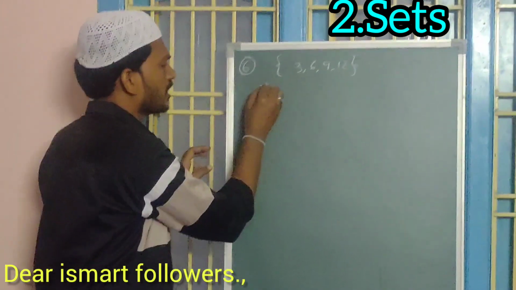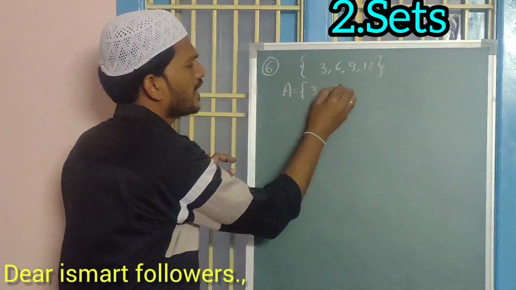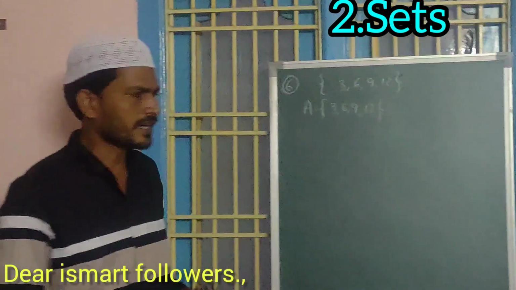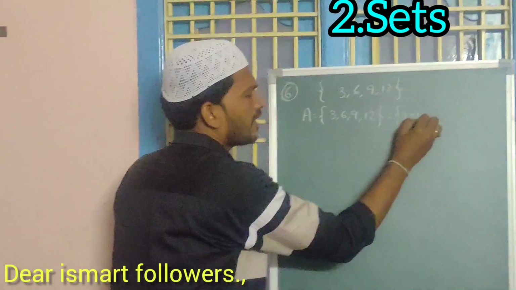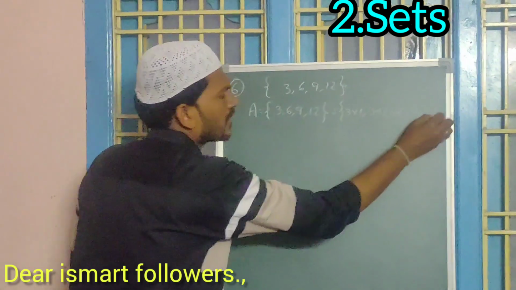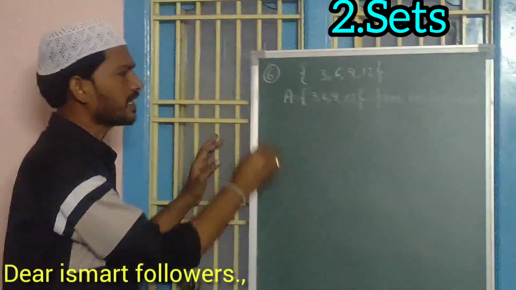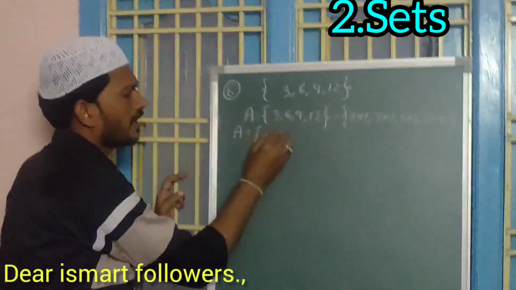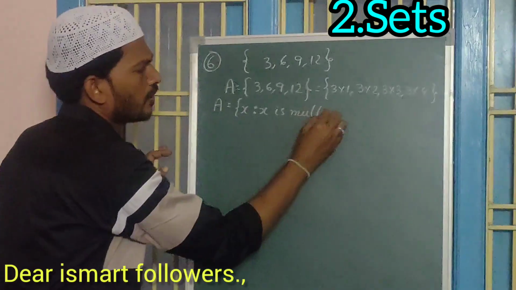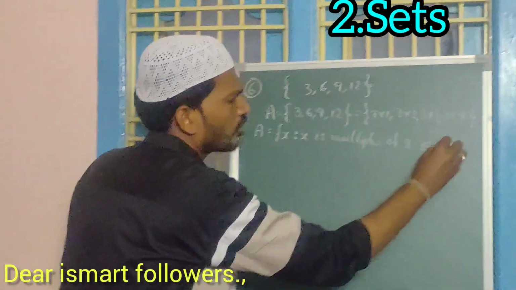First give the set name A, any one letter: A, B or X. What are 3, 6, 9, 12? So what are these numbers? 3 means 3 ones are, 6 means 3 twos are, 9 means 3 threes are, 12 means 3 fours are. That means multiples of 3. A is equal to X such that X is a multiple of 3 up to 4, less than or equal to 4.